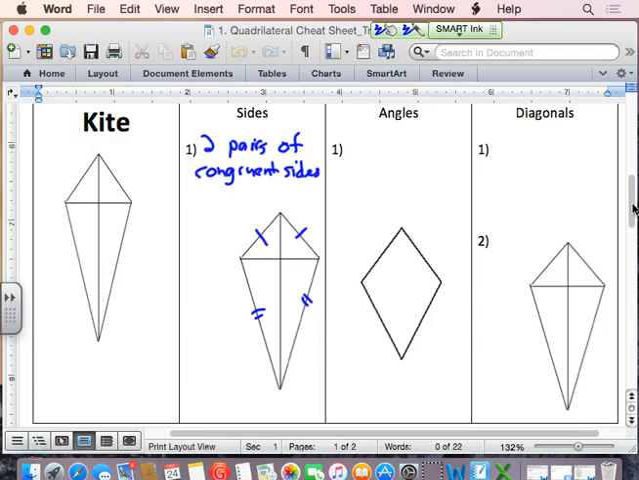Alright, with the angles, we know that the left angle and the right angle are congruent.